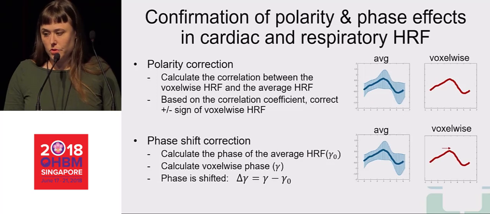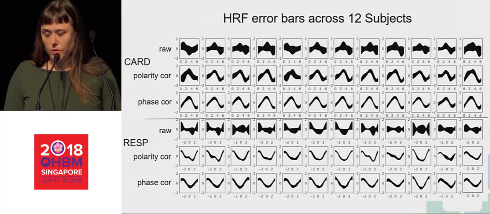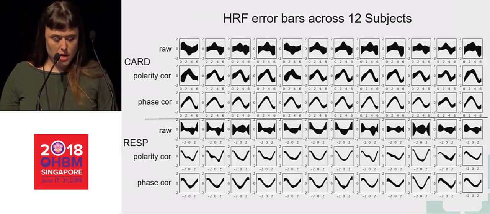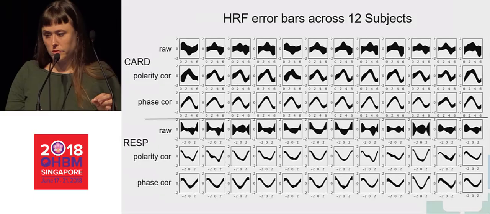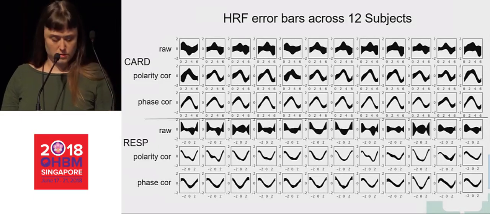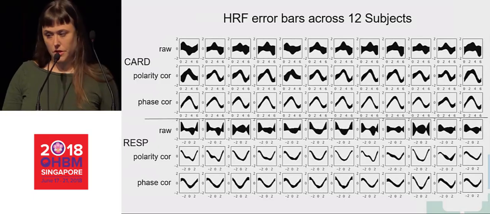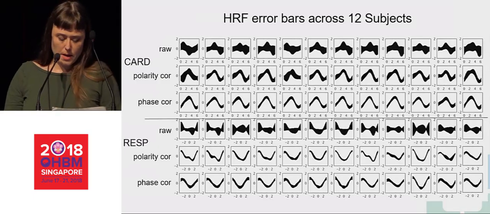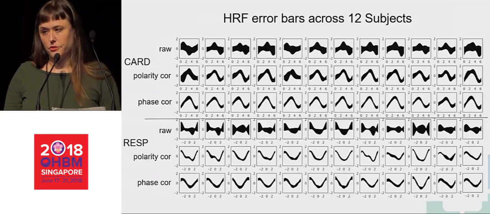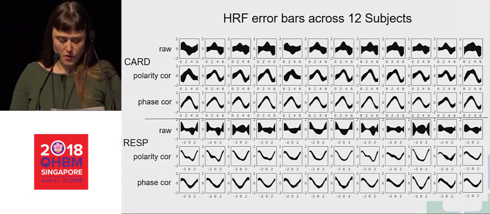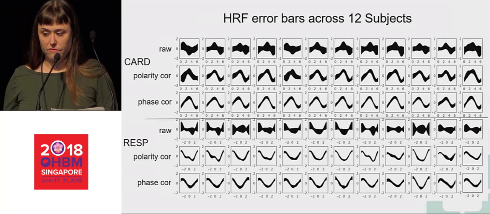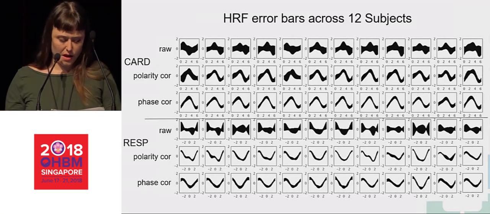So let's look at some results. Here, each column corresponds to one of the 12 subjects. In the first and fourth rows, labeled as raw, that's the plotted standard deviations of the HRFs from retro-ICOR. What you're seeing is basically the HRFs just plotted on top of one another. And as we saw previously, you can see that there's a lot of variation and there's this obvious banding pattern.